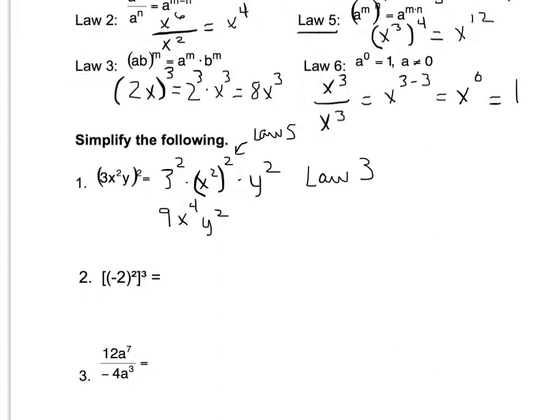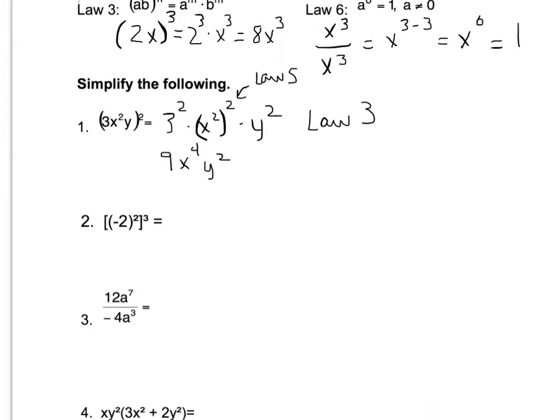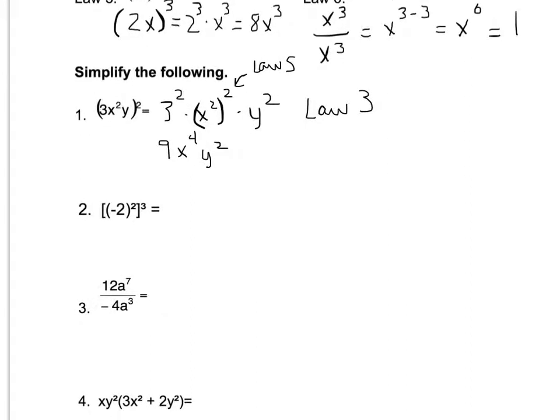Okay, look at number 2. We have a negative 2 squared in a bracket showing the entire expression, negative 2 raised to the second power, is now being raised to the third power. I hope you see we have a power raised to a power. And the base is negative 2. It needs to stay in that parentheses. And then my 2 and my 3 that are exponents get multiplied together and give me a 6.